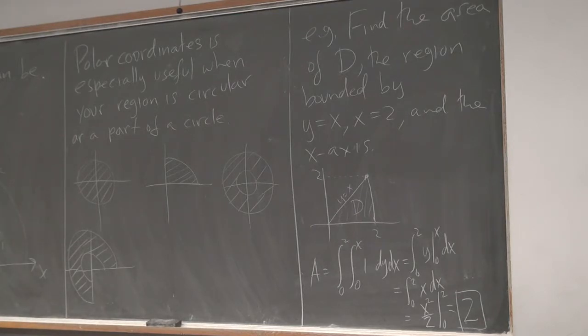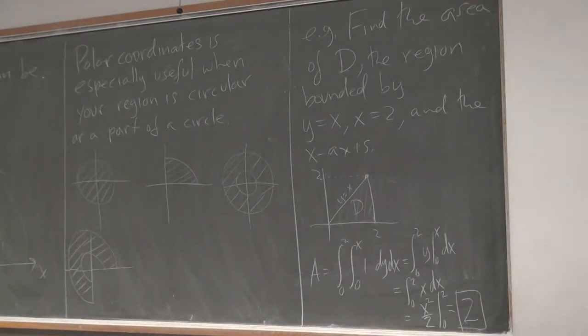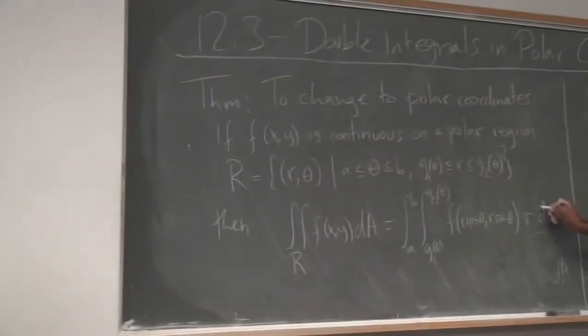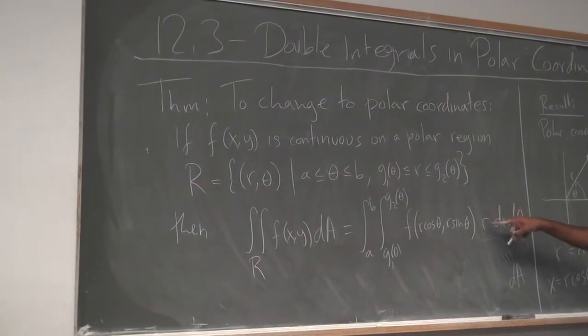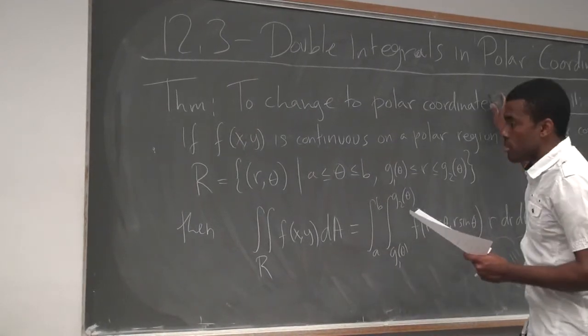Okay, so let's actually do some examples. It looks confusing now, but you should know this formula. And don't forget that r. Very important to have that r there. Why is that there?